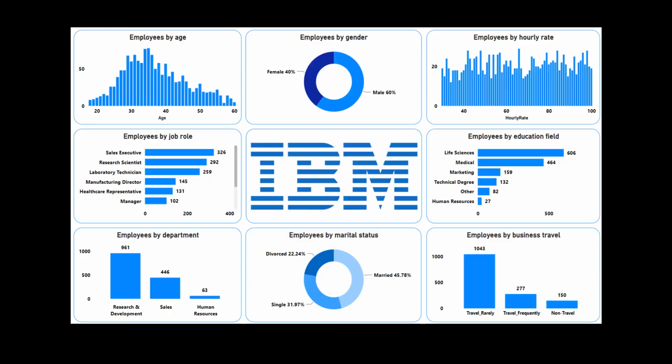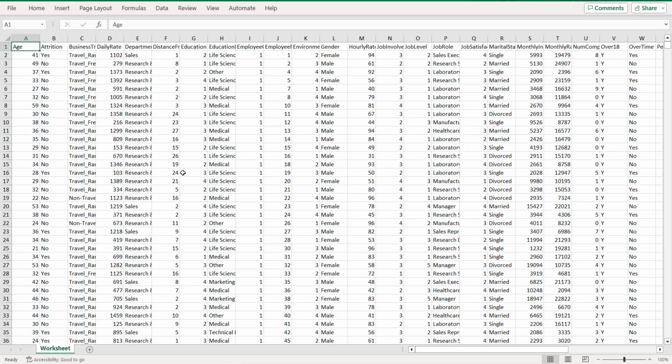In this video, I'm going to create the following IBM HR dashboard using Excel. As you can see, we are going to create different charts. We are going to start with histograms. We have donut charts, horizontal bar charts, and vertical bar charts. But before we start creating our dashboard, let's first explore our dataset. So here we have our dataset, and to download the dataset directly, you can find the link in the description.